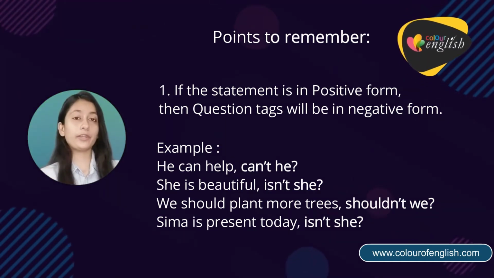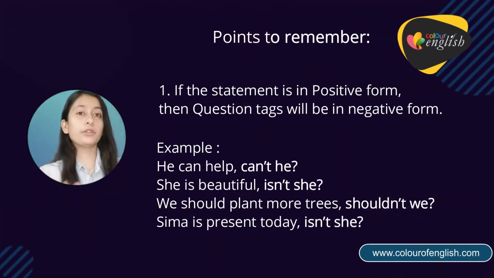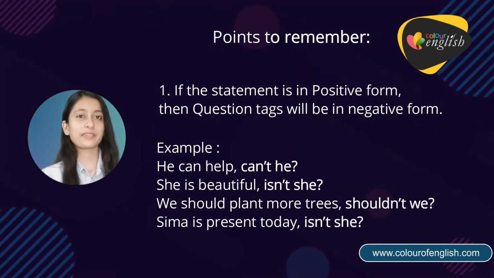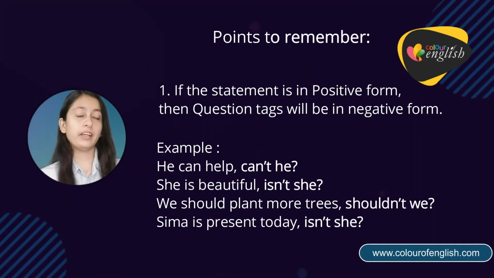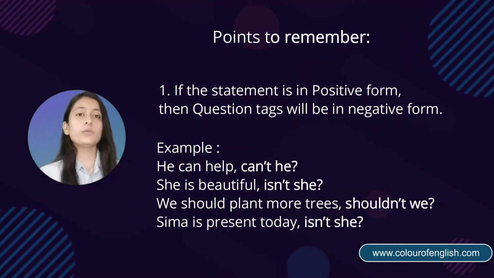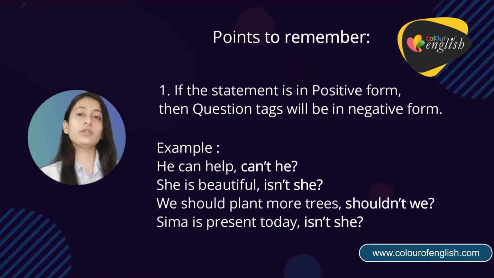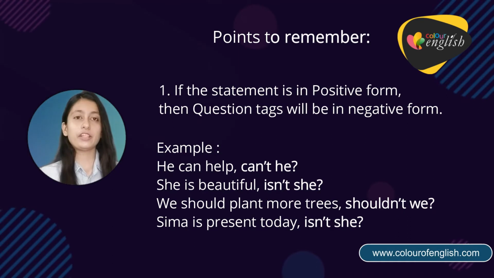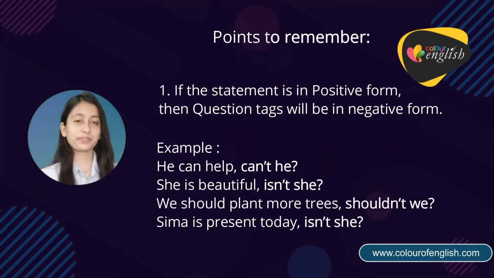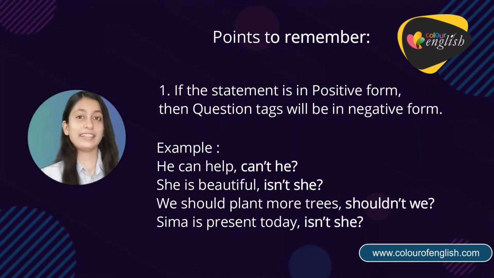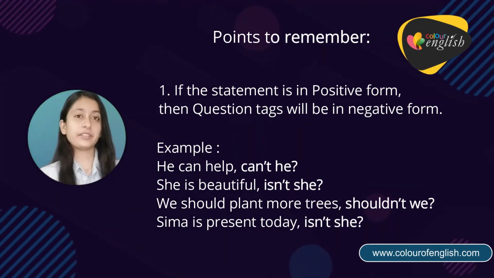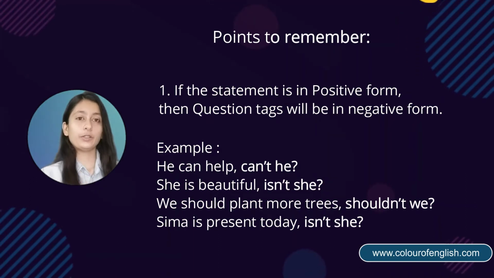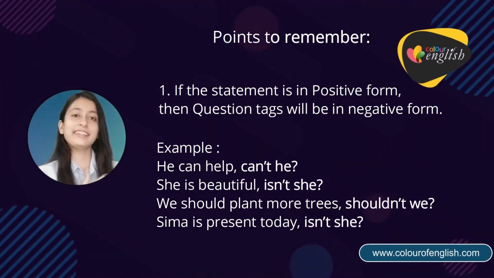Here we can see some more examples. We should plant more trees, shouldn't we? Here, in "we should plant more," should is an auxiliary verb which is used in the first statement. It will be converted into negative form, that is shouldn't, in the question tag. So it will be shouldn't we. Seema is present today, isn't she? So if the first statement is in positive form, the question tag will be in negative form.